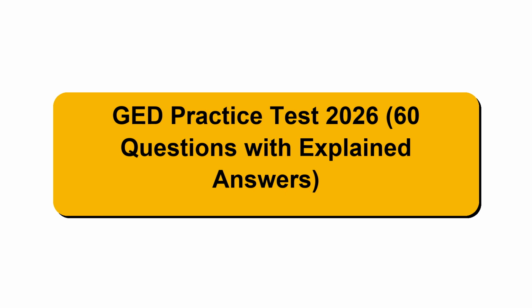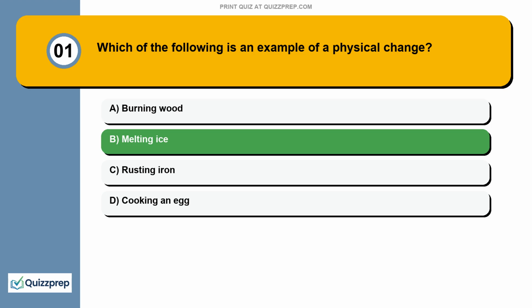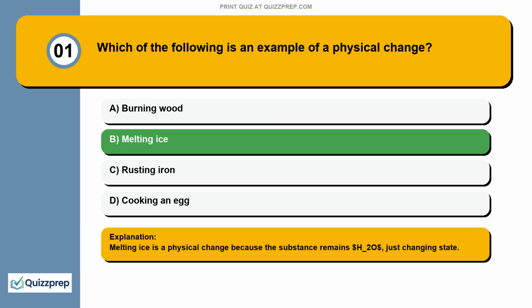GED Practice Test 2026, 60 questions with explained answers. Question 1. Which of the following is an example of a physical change? Burning wood, melting ice, rusting iron, cooking an egg. Melting ice is a physical change because the substance remains H2O, just changing state.